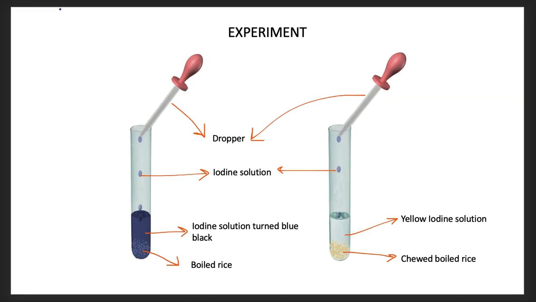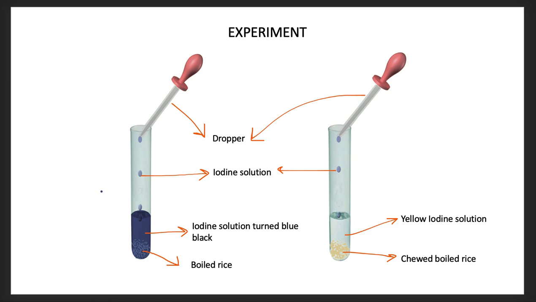So in this experiment, you'll need 2 test tubes, as you can see here. Then we have droppers containing iodine solution. And we need boiled rice. So in one of the test tubes, you're going to take boiled rice, and in the other test tube, you're going to chew the rice and then put it inside the test tube with a little saliva. So here we have boiled rice and here we have boiled rice which you have chewed, which is put in this saliva over here, in this test tube over here.